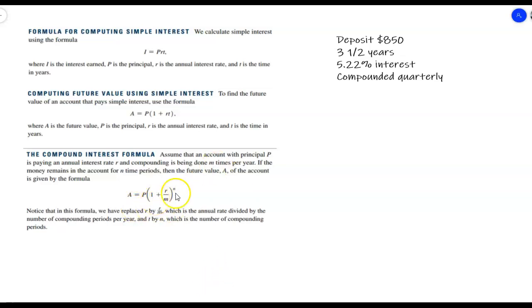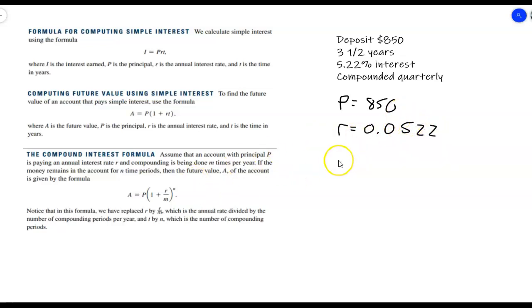All right, so what I like to do here is I like to solve for my variables. So my P, that's my principal. That's going to be the $850. And then I need to know what my R is. That's my interest in decimal form. So I'm going to have to move the decimal place 2 to the left. That's going to give me 0.0522.